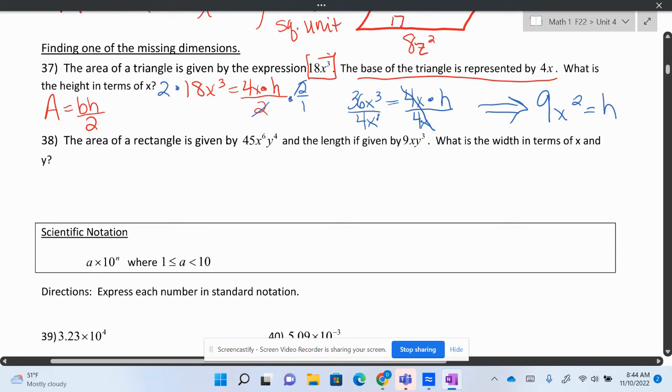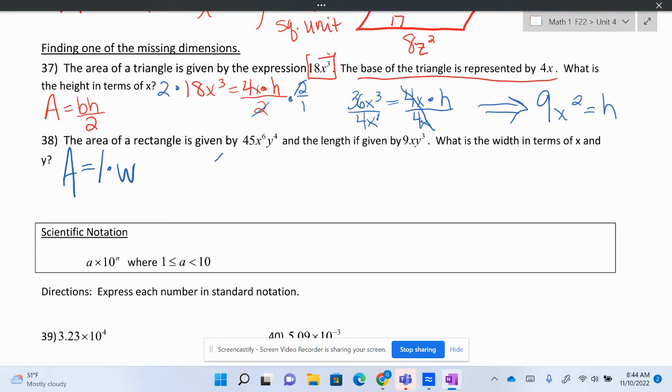Let's do it again. It says the area of a rectangle. We know that the area of a rectangle is the length times the width. The area, which is 45x to the 6th y to the 4th, and the length, which is 9xy cubed, and I have to figure out what the width is, times w.